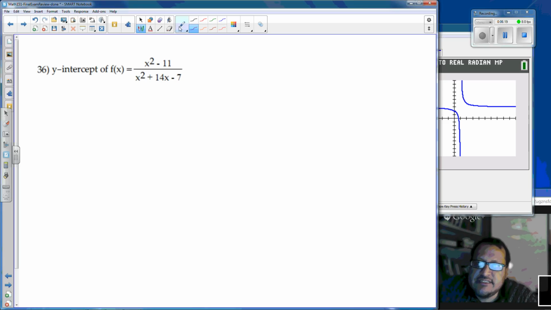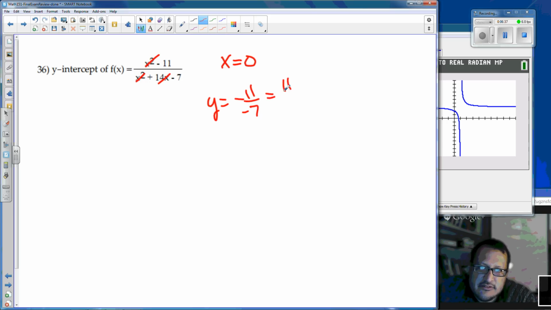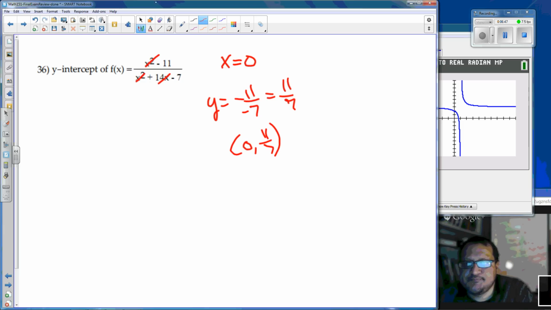The y-intercepts are where x equals 0, right? So all I gotta do is plug in 0 here. This is gone, this is gone, this is gone. So y equals -11 over -7 equals 11 sevenths. So the y-intercept will be 0, 11 sevenths. And that would be it.